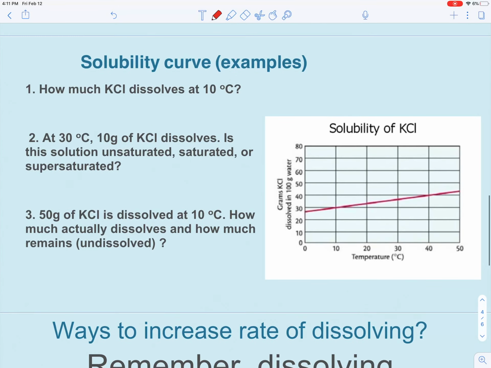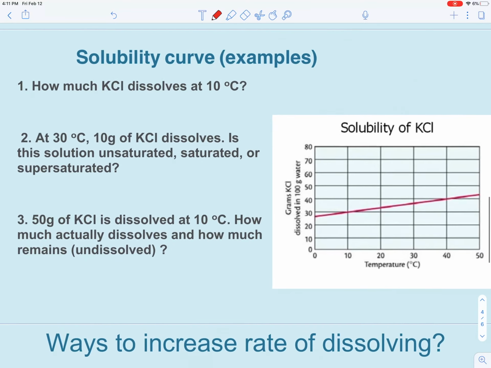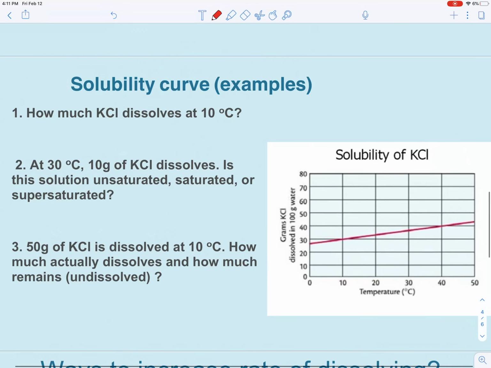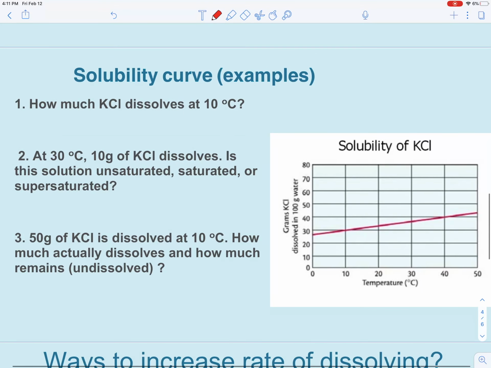So, let's look at an example here. If we have a solubility curve like this, how much potassium chloride dissolves at 10 Celsius? Temperature is on the x-axis here, so we're going to take the temperature and follow it up and see where it hits that line. So you tell me, how much of this KCl can dissolve at 10 Celsius? Okay, next. So we'll see that it is 30 grams.